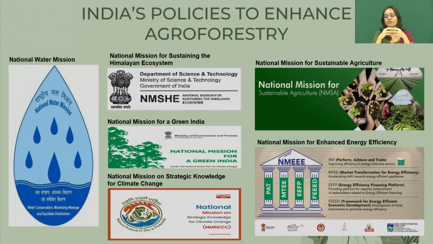The National Mission for a Green India promises to promote forestation and increase the forest cover up to 33%, which is right now at 25%. The National Mission on Strategic Knowledge for Climate Change works upon various plans and models to mitigate the climate crisis, for example, carbon capture sequestration. The National Mission for Sustainable Agriculture promotes enhancing the quality of soil and water for healthier plant cultivation. The National Mission for Enhanced Energy Efficiency promotes the usage of biofuels, biogas, biomass, and various renewable fuels.